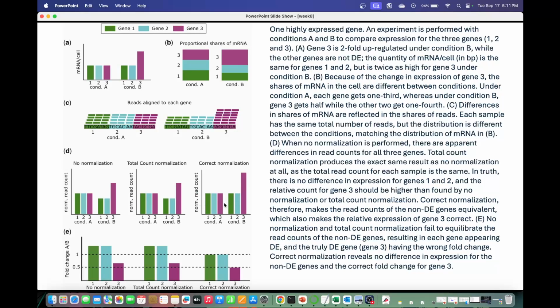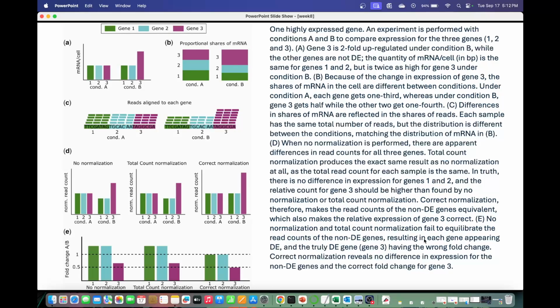As you can see, if you normalize correctly, the gene expression pattern of 1 and 2 is the same across both conditions, and that is not the case if you do not do any normalization. Equivalent, which also makes the relative expression of gene 3 correct. And this is the final figure. No normalization and total count normalization fail to equilibrate the read counts of non-differentially expressed genes, resulting in each gene appearing differentially expressed. And the truly differentially expressed gene, gene 3, has the wrong fold change, because it has technically increased, but in this plot without normalization it's the same, and with incorrect normalization it slightly comes down, but the proportion of expression of gene 3 compared to gene 1 and 2 is higher in the third, correct normalization procedure.